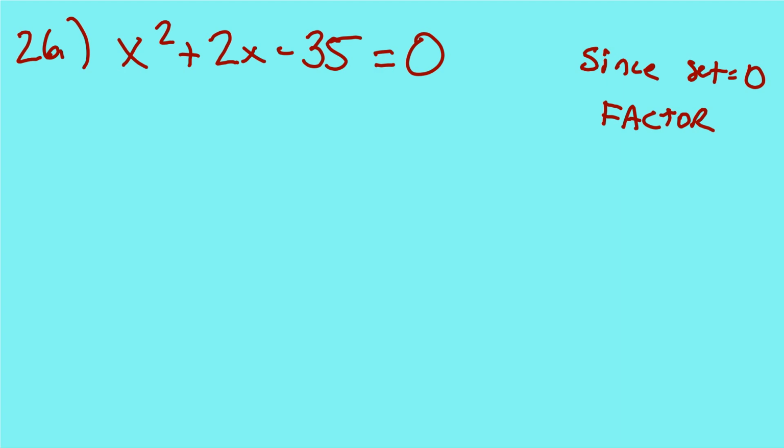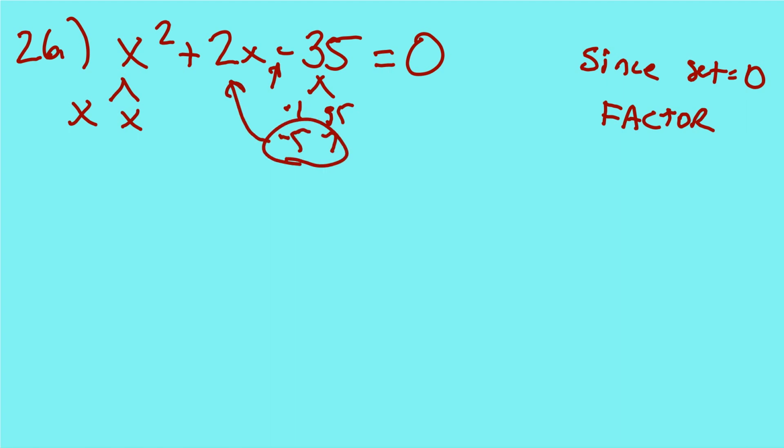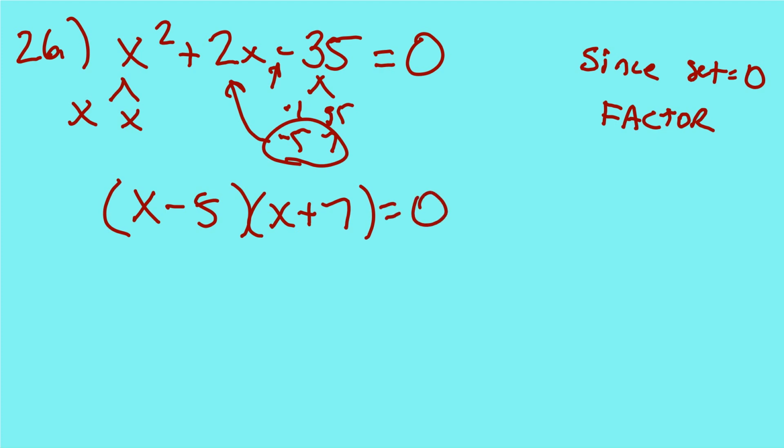I just pretend that equal to 0 is not there, and I say, how do I get x squared? X and x. How do I get negative 35? Remember, that negative sign tells me those signs better be opposite. So I have negative 1 and 35, or negative 5 and 7. Negative 5 and 7 add up to be positive 2. So I rewrite it as x minus 5, x plus 7 is equal to 0.